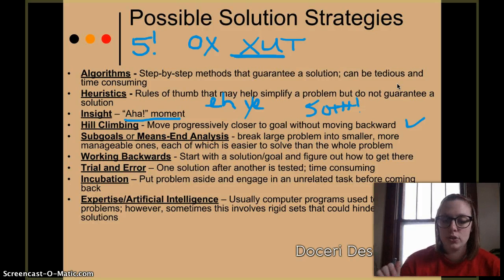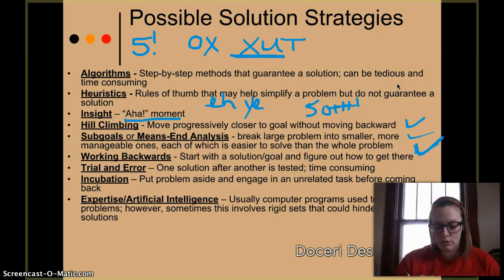So then there's hill climbing, which you get it, slow and steady wins the race kind of thing. Just keep moving progressively towards the goal. Subgoals, breaking it up, finding a means to the end. Working backwards, so starting with the solution and figuring out how to get there, right? Trial and error, keep testing stuff.